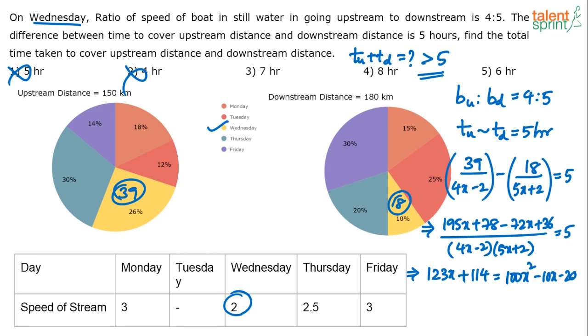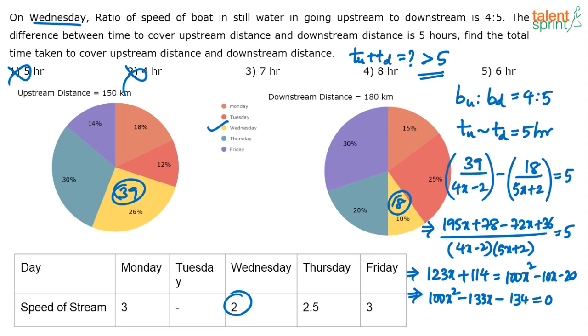Looks too lengthy. Solve for x now. 100x squared minus 10x minus 123x, minus 133x, minus 20 minus 114, so minus 134 equals 0. I don't know if the equation looks correct. Just check: 100x squared minus 133x minus 134. Yeah, it's a clumsy equation. I mean, who will do this in the exam?